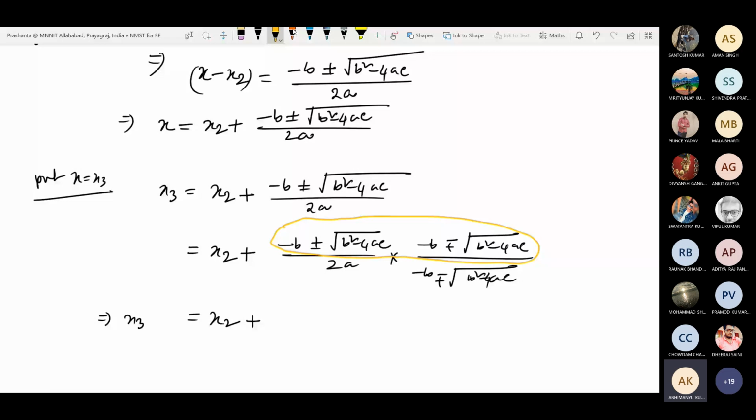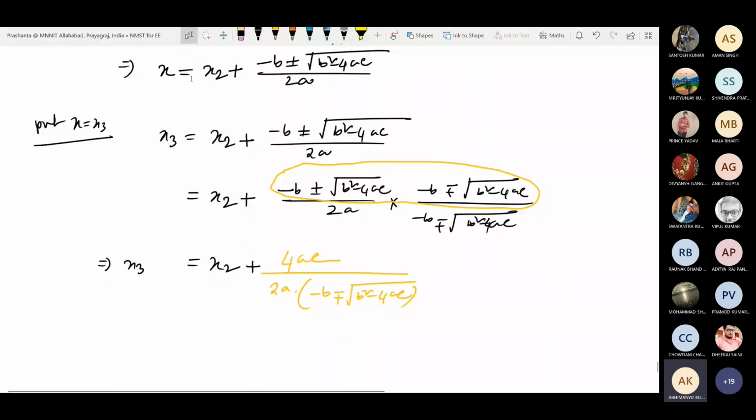If you multiply, that will be 4ac. And in the denominator we have 2a into minus b plus or minus root over b square minus 4ac. So you will get basically this one. Here 2a will be cancelled out. So x2 plus 2c by minus b, plus or minus root over b square minus 4ac. This is the next approximate value.